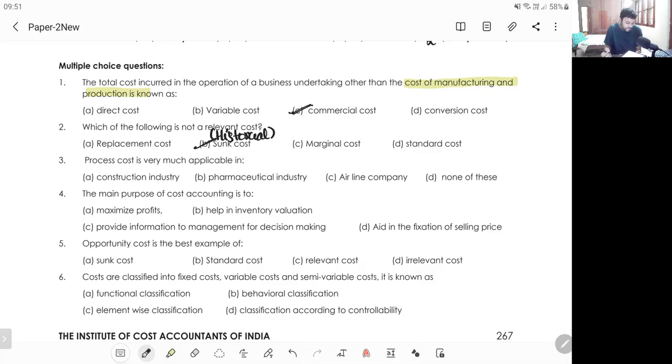Next, process cost is very much applicable in which type of industry? Pharmaceutical industry. I gave an example also, my friend's company example. Next, what is the main purpose of cost accounting? The main purpose of cost accounting is to help in cost accountancy. Costing helps cost accounting. Cost accounting helps in cost accountancy. What is cost accountancy? Helping the management in decision making.